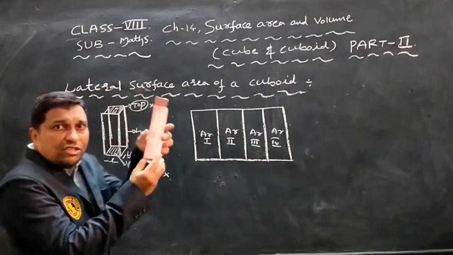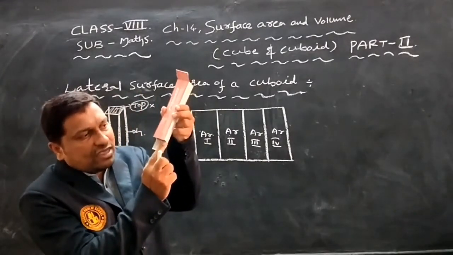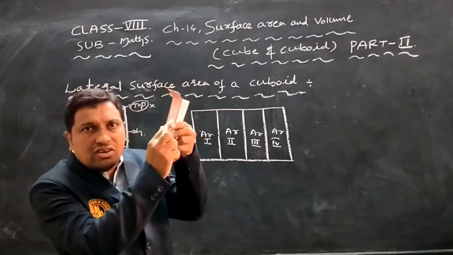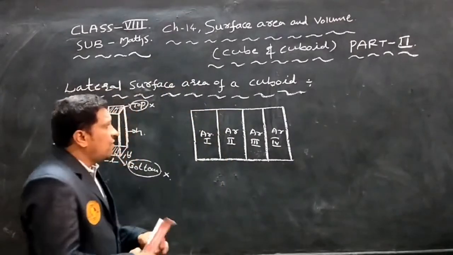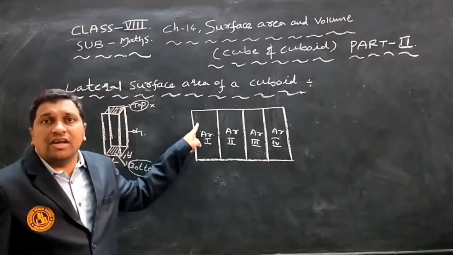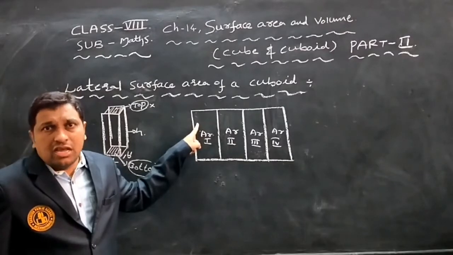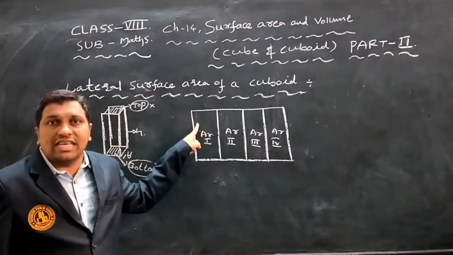We have to observe this toothpaste box. This is length, this one is breadth, and this one is height. We have to write these dimensions only. Why? Because in this box, the faces are in rectangular shape, where the area of a rectangle is equal to length into breadth, that is L into B.